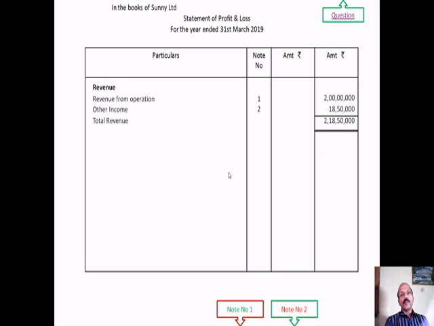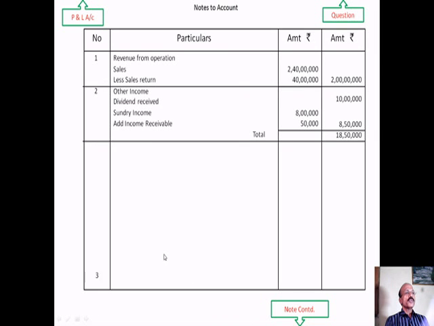That's the first part of the profit and loss statement over. The second part is expenses. Under expenses, the first item is the cost of material consumed, for which we will prepare working note number 3. So let us prepare working note number 3 as the cost of material consumed.